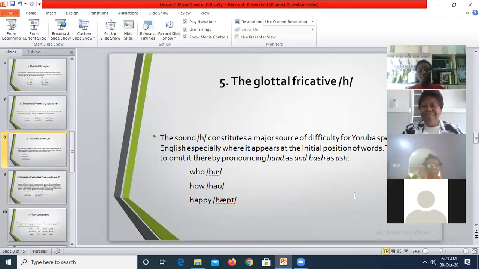Yes, you see, it is the sound that comes freely. There is no obstruction anywhere. It is pronounced at the open glottis within the mouth. Your mouth will be open and then you push out air. When you do that correctly, you will hear the sound. It is the sound we have at the initial position of the word hen, H-E-N.